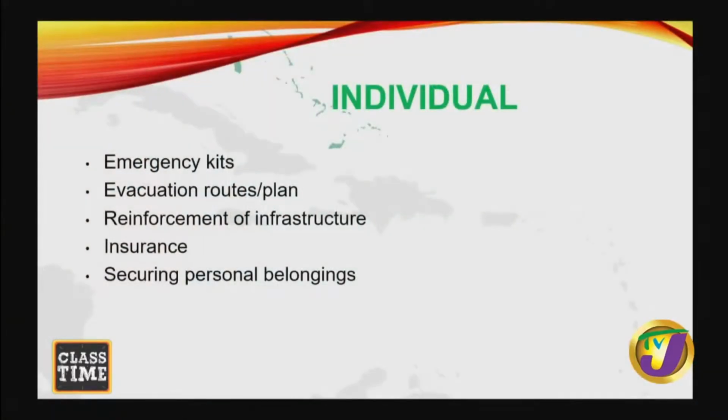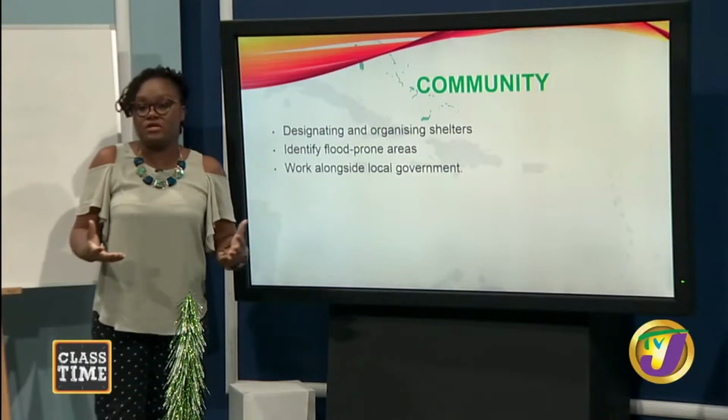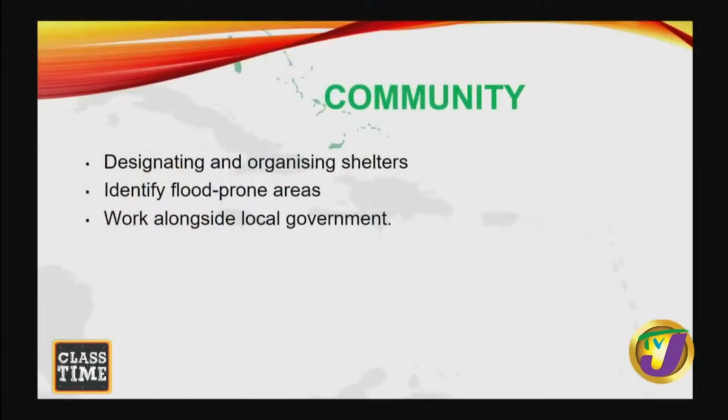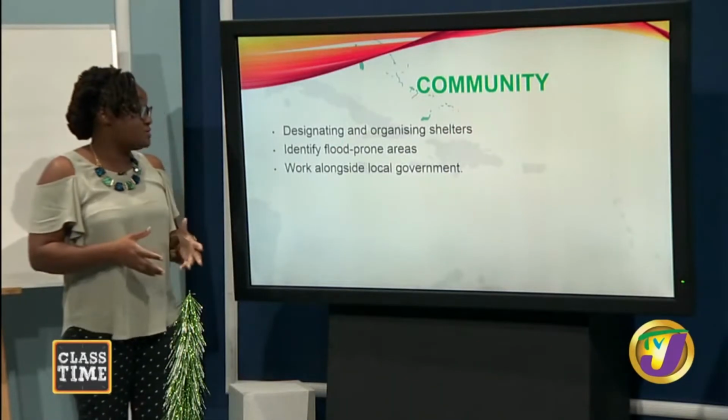All right, we have to move swiftly along. Now, on the community level, communities should come together, designate and organize a shelter just in case something goes wrong. Right? Where is it that people can go? Is it the community center? Is there a church? Is there a school? These are the things that you want to make sure that the community knows.